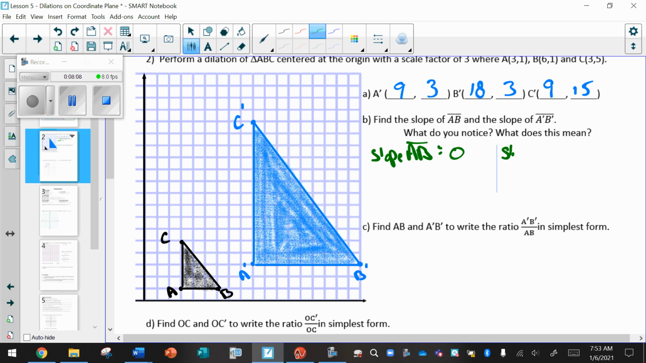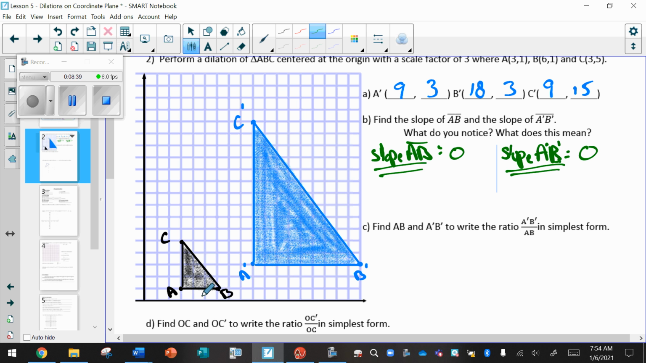And the slope of A prime B prime, as expected, and as we should be understanding consistently now, is also 0, because the dilation is going to produce images that are parallel to the original. So all 3 sides of the image are parallel to their corresponding sides of the pre-image. So A prime C prime is parallel to AC, C prime B prime is parallel to CB, and then A prime B prime, as we see in our slopes, is parallel to AB.